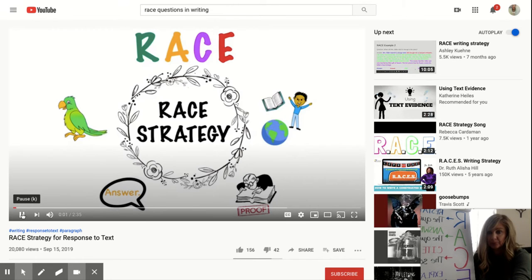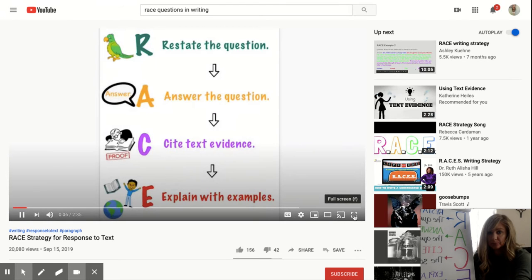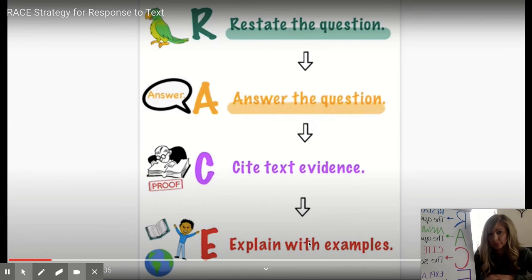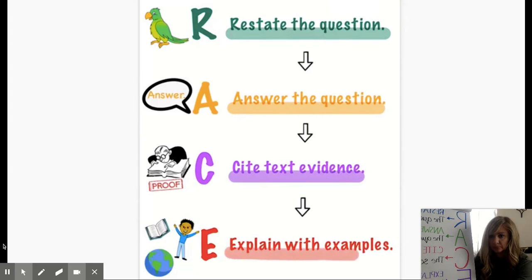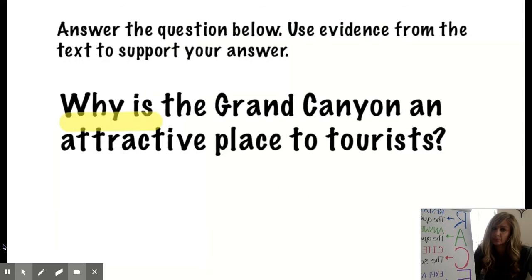Welcome back, Math Grizz. This video will teach you the RACE strategy. The R stands for restate the question. Then the A stands for answer the question. The C stands for cite text evidence, and the E stands for explain with examples. Answer the question below. Use evidence from the text to support your answer. Why is the Grand Canyon an attractive place to tourists? We will now use the RACE strategy to answer this question.